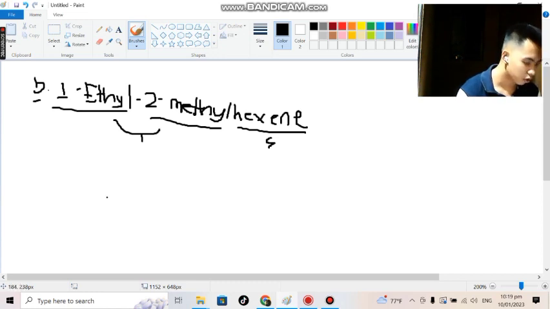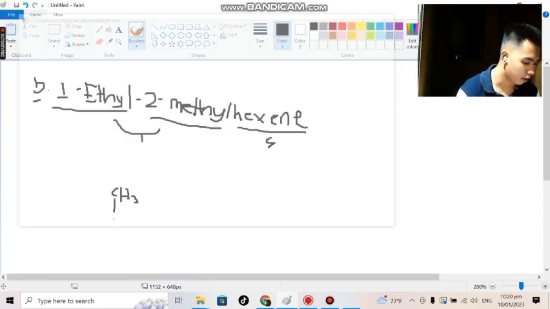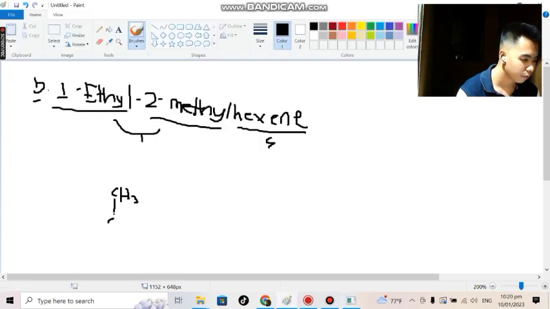Alright, so we're going to draw our first carbon, which is housed by an ethyl. So this is CH3, and then CH2, and then CH3, and then in our second carbon we have a methyl here.